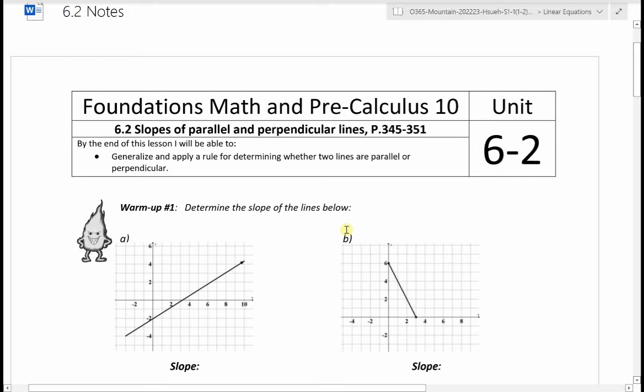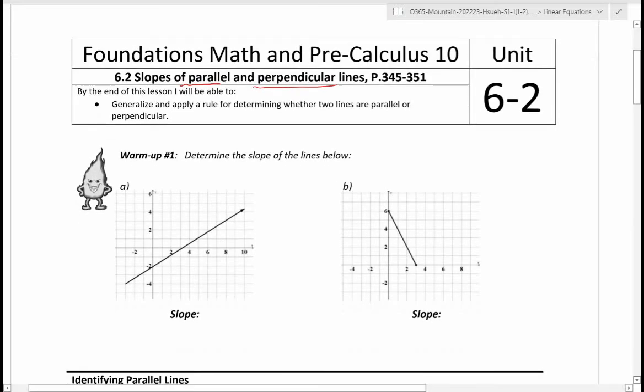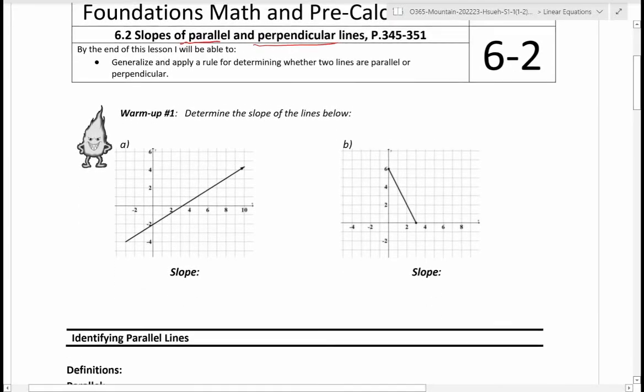All right, welcome back to the second lesson for Unit 6, and we're going to be looking at different kinds of slopes, right? We look at positive and negative slopes. We're going to be looking at two specific types of slopes. One is called parallel, right? We know what parallel lines are, and we want to see what's special about parallel lines with regard to the slope, and perpendicular lines, which we might not know. We'll see.